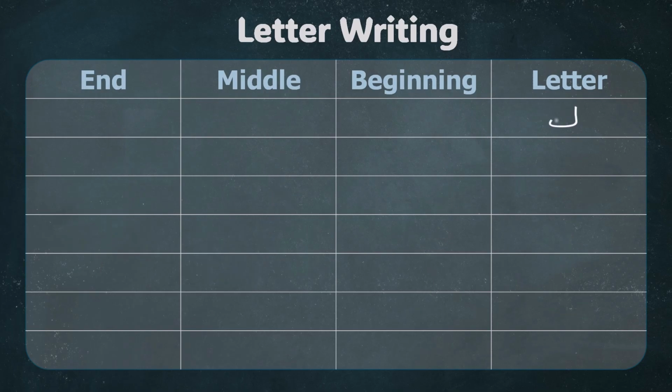Then we have Kaf. And Kaf is going to look a little different in the beginning and in the middle of the word. It's going to look like this. Okay? And in the middle, the preceding letter, and Kaf. Lam. In the beginning, Lam looks like a right angle. In the middle, and in the end.